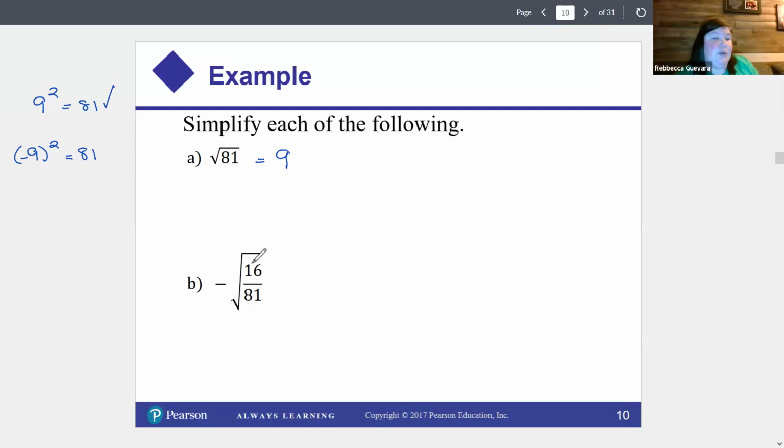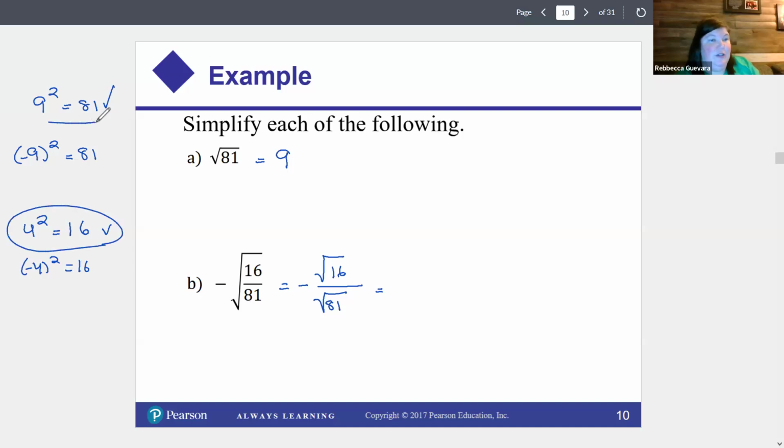If I have negative square root of 16 over 81, well, we keep the negative out front, but the square root can break up and we have square root of 16 over square root of 81. And of course, 4 squared gives me 16. We're only interested in the positive root, not the negative root. So even though this is true, we're not interested in that, just the positive roots. So we'll have negative, and then the square root of 16 will be just 4, and square root of 81 will just be 9. So that negative out front is giving me the negative root of 4 over 9.